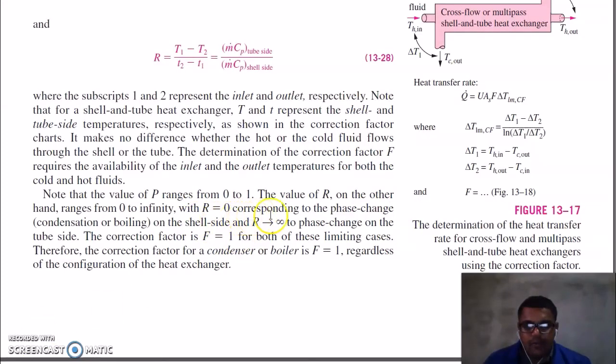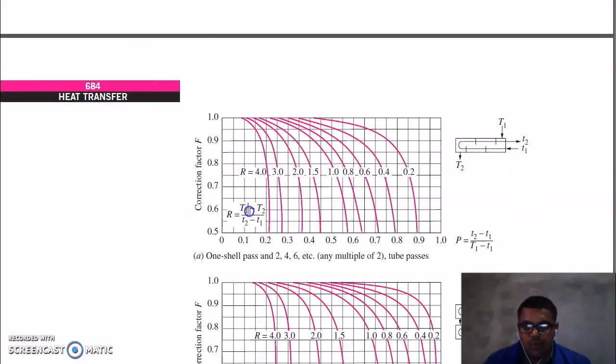R equal to 0 corresponds to phase change, condensation or boiling. R 0 means your T1 and T2 are the same, meaning there is no change in the temperature of the fluid on the shell side because of condensation, only the phase has changed, temperature remains constant. So in that case R is 0.